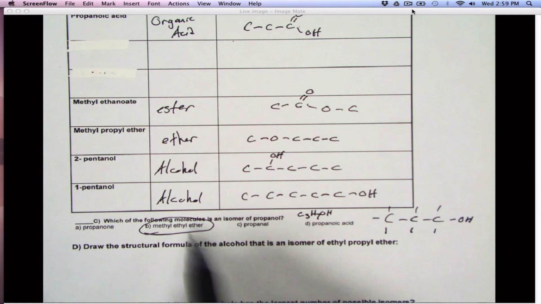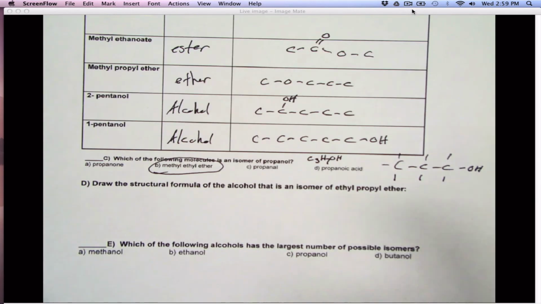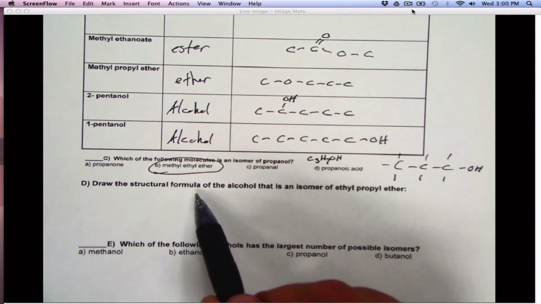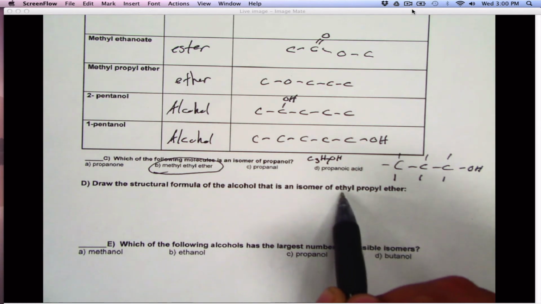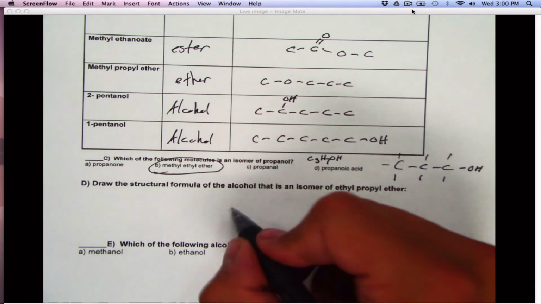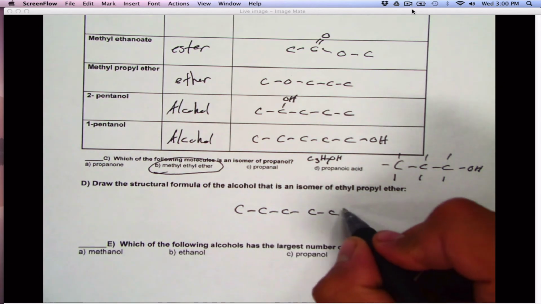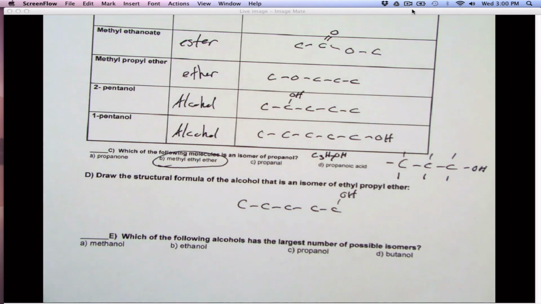If you notice, ethers and alcohols are actually pretty synonymous to each other. Or in other words, they are usually isomers. So with that being said, draw the structure of the alcohol that has the isomer of ethyl propanoate. So 2 carbons, 3 carbons, 5 total carbons. 1, 2, 3, 4, 5. And you just gotta say I need OH. Boom, done. All right. So alcohols and ethers are usually going to be isomers to each other.